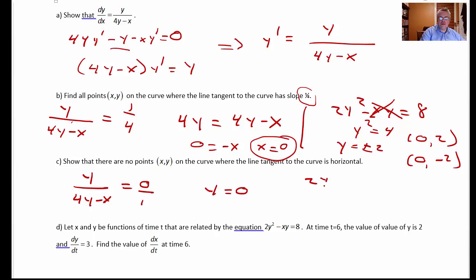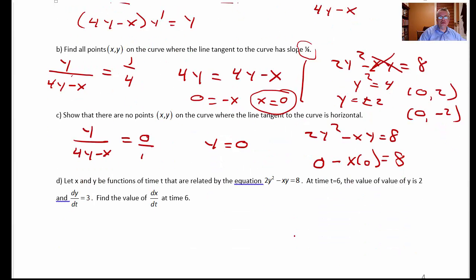But if we go back to the original equation and put in 0 for y and try to figure out x, we get 2 times 0 squared, which is 0, minus x times 0, which is 8. It's actually impossible because we get 0 equals 8. So there are no points where the tangent is horizontal. That's what we're supposed to do, show that there are no points. There are none. Because y would have to be 0. There is no x value that makes y 0. So that's why.